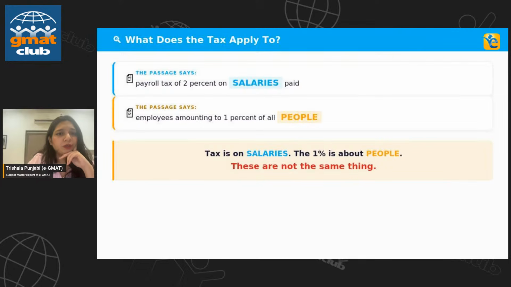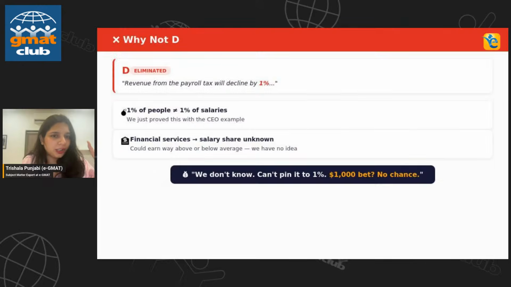The passage says that a payroll tax of 2% is applied on the salaries that were paid, and it says that employees amounted to 1% of all people. So the tax is on salaries, and 1% is about the employees, the people, and they're not the same thing. So whoever chose D, it says that the revenue from the payroll tax will decline by 1%. We don't know that, right? We just proved it with the CEO example that 1% of people will not equal 1% of salary. So let's say, because we have already been told that this is a very big finance company.